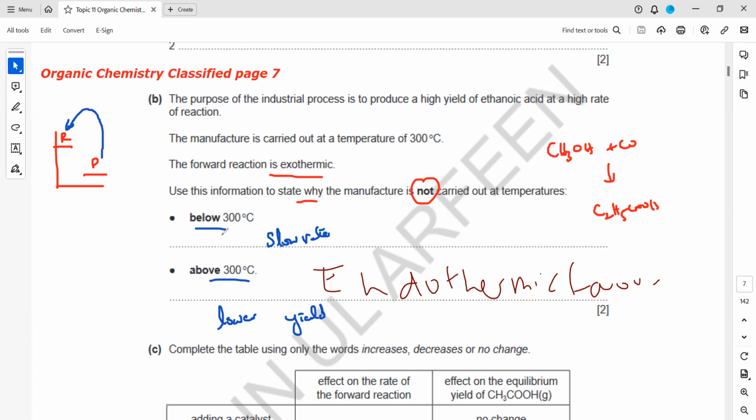So below 300, why did he not carry it out? Because the rate will be slower. Above 300, why did he not carry it out? Because the yield will be lower.